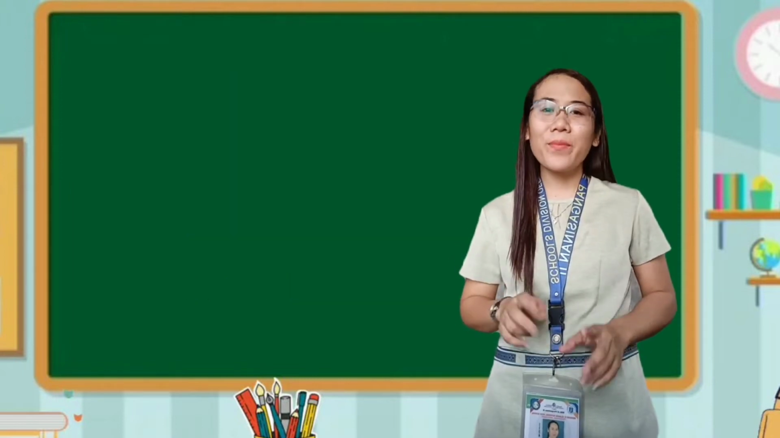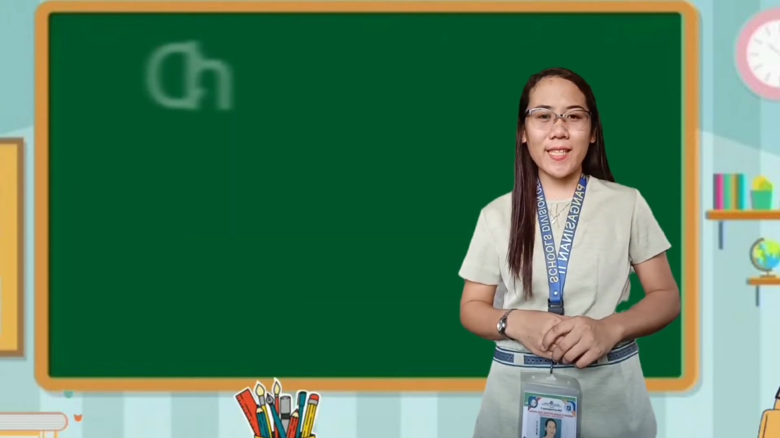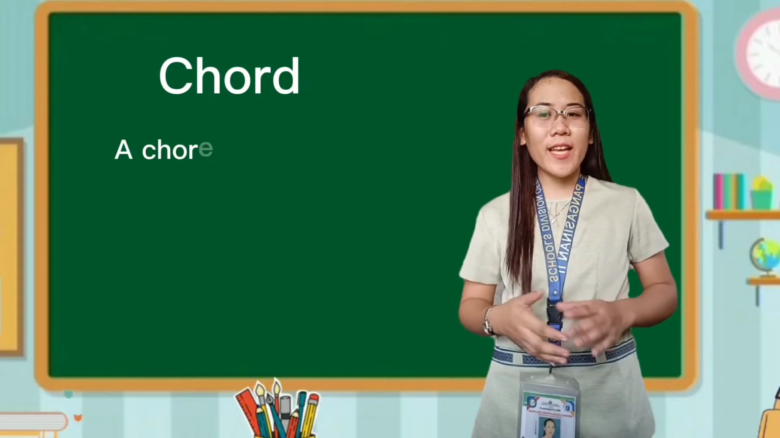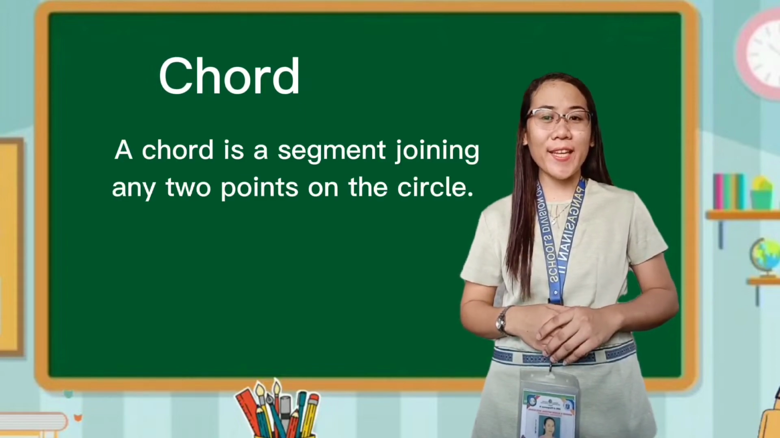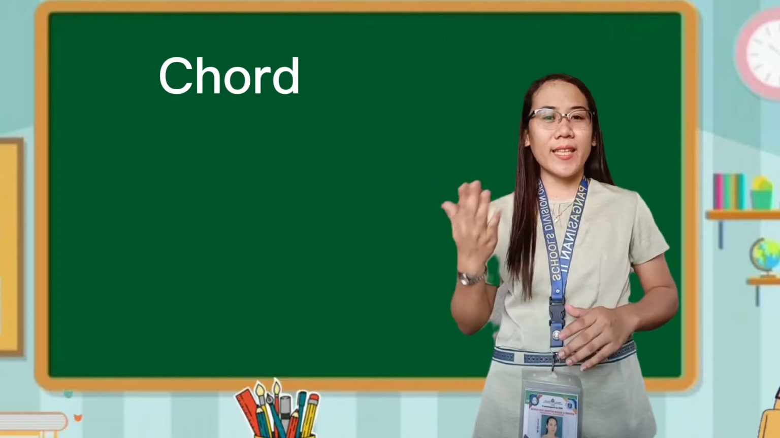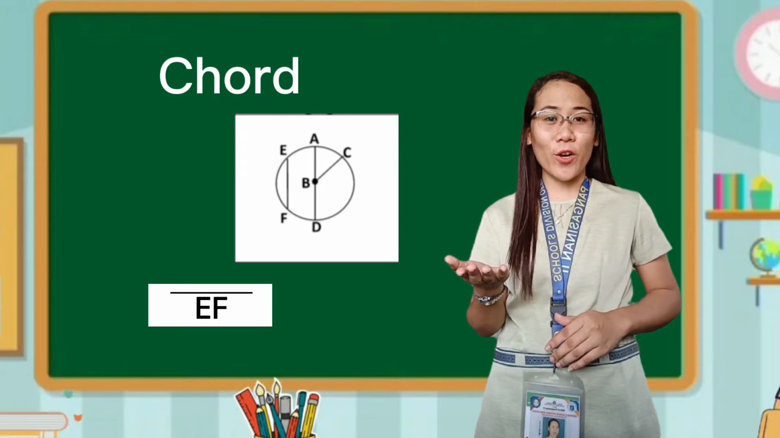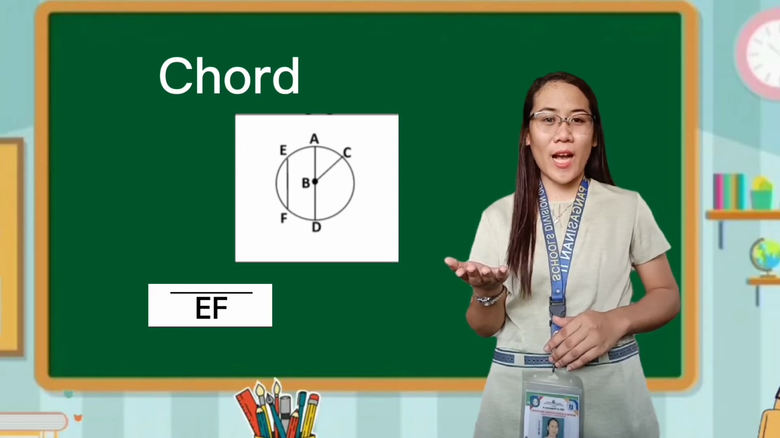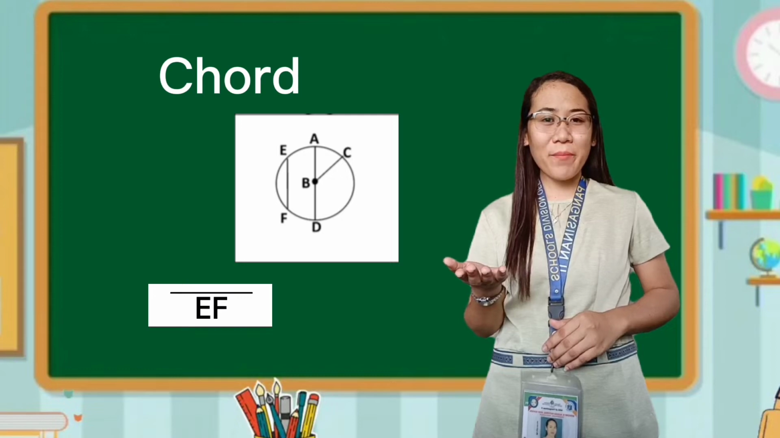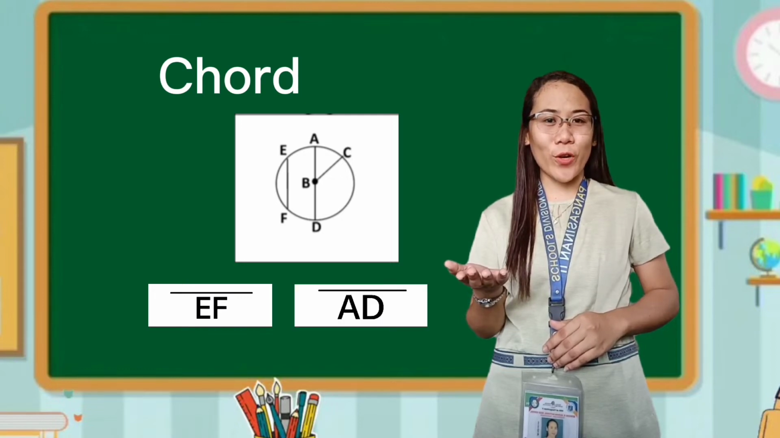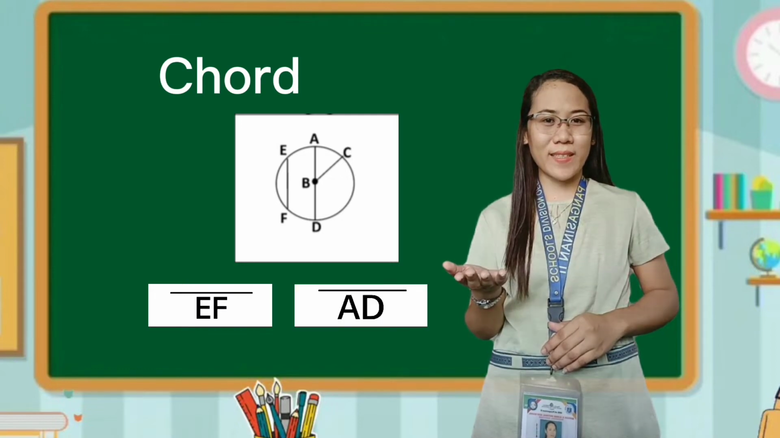The second term related to circle is the chord. A chord is a segment joining any 2 points on the circle. Example, in this figure, segment EF is a chord of circle B. Another, segment AD is also a chord of circle B.